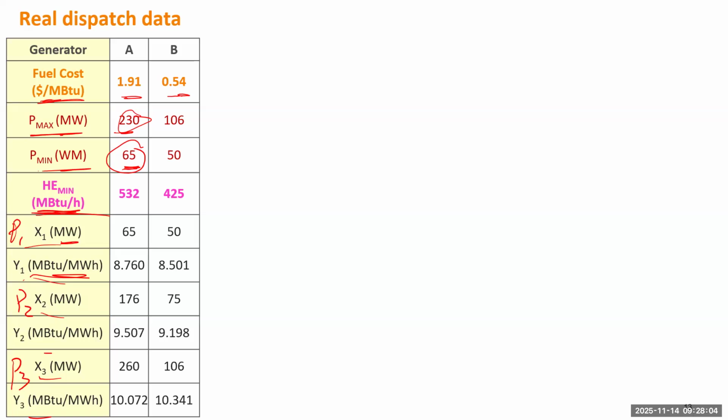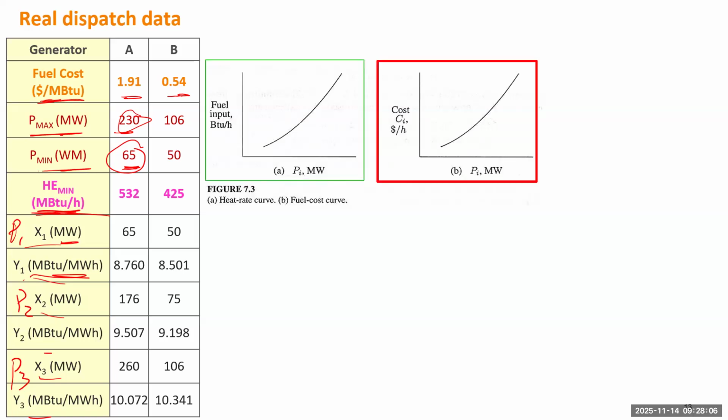Okay, so let's talk about how to generate those curves. The first curve is about the fuel input in the unit of BTU per hour, changing with power. So power is basically X, right? The X, we can use the X value from those tables. So take a look at this unit.